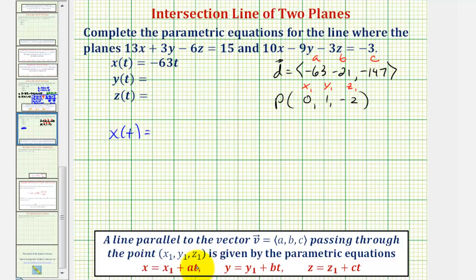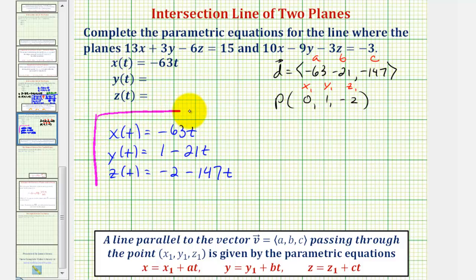So writing all three parametric equations, we would have x of t equals x sub 1 plus at, which would be 0 plus negative 63 times t, or negative 63t, which was given. y of t would be equal to y sub 1 plus bt, which would be 1 minus 21t. And z of t would be equal to z sub 1 plus c times t, or negative 2 minus 147t. So these are the parametric equations that our homework system wants us to use.